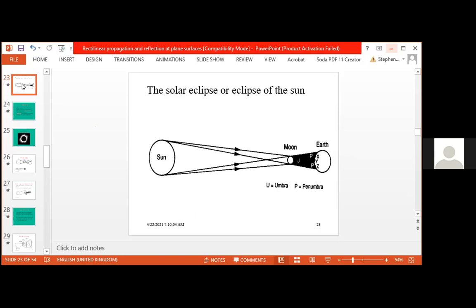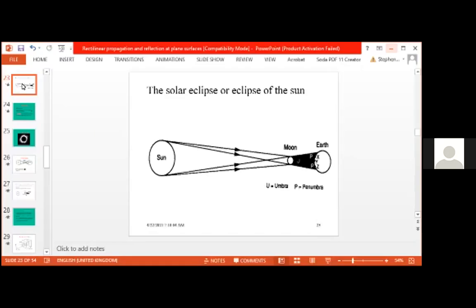The places may be near the equator. Well, not necessarily near the equator, but the places where the umbra falls, the points where the total eclipse is experienced, where the umbra falls.